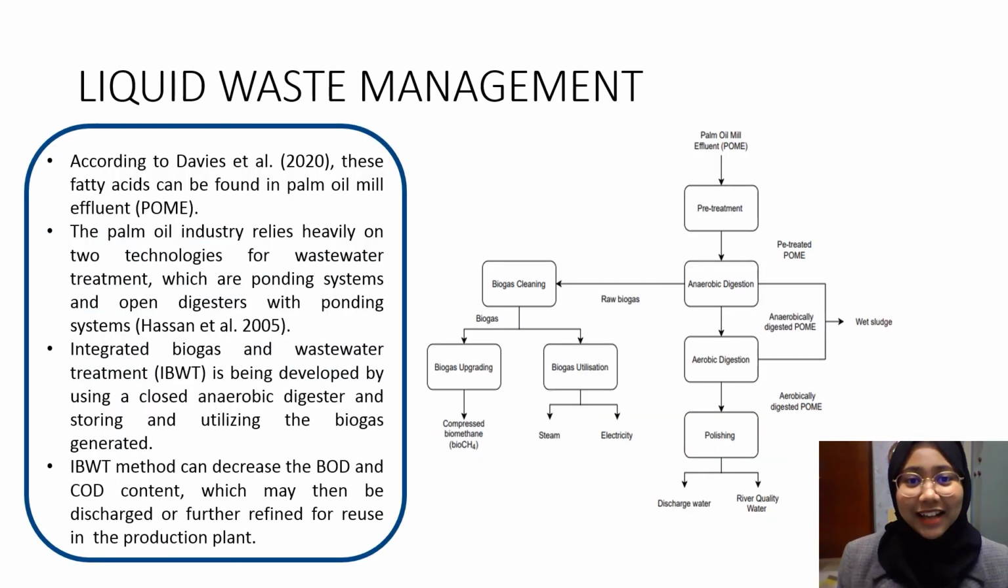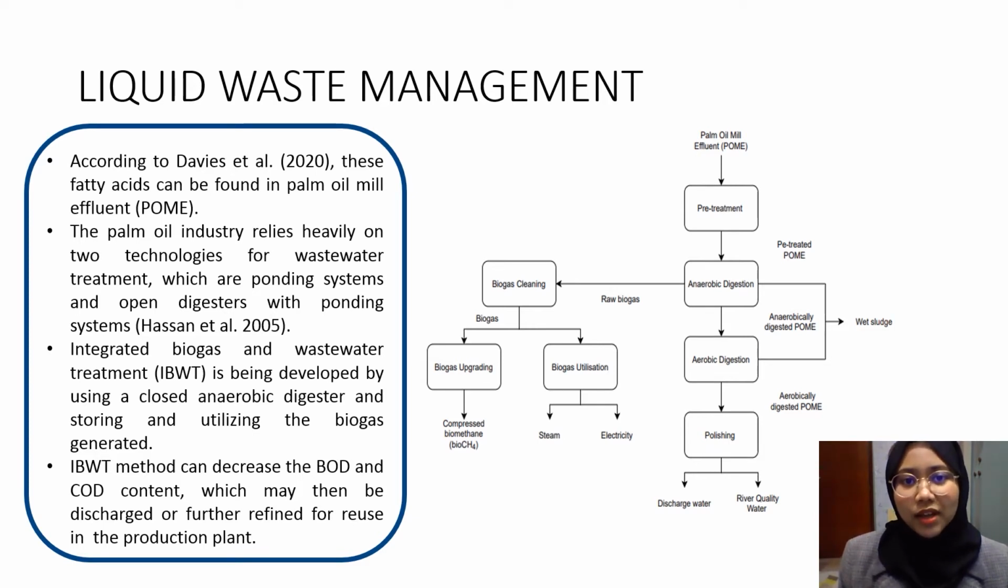In this slide, I will explain a little bit about the Integrated Biogas and Wastewater Treatment (IBWT), which is being developed to treat wastes like POME by using a closed anaerobic digester and storing and utilizing the biogas generated. Meanwhile, the IBWT method decreases the BOD and COD content, which may then be discharged or further refined for reuse in milling processes. The IBWT system in general comprises numerous processes, as seen on the right.